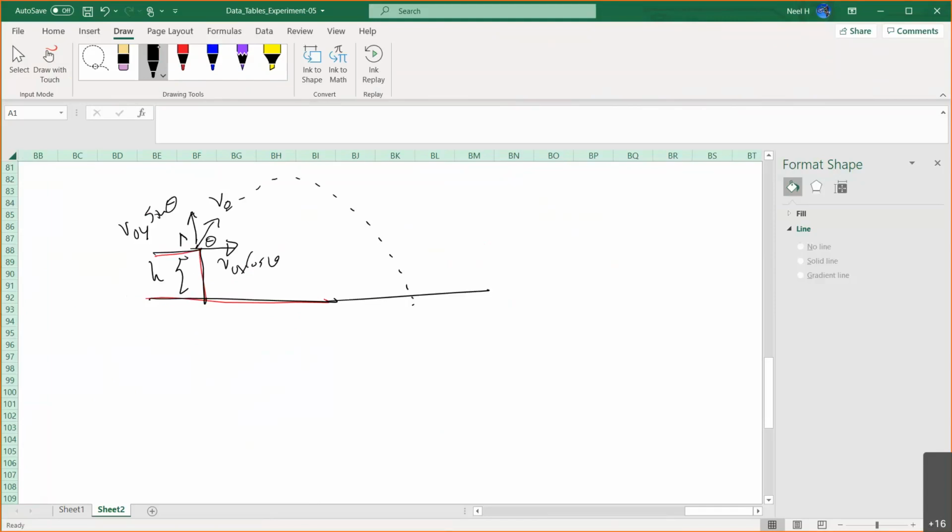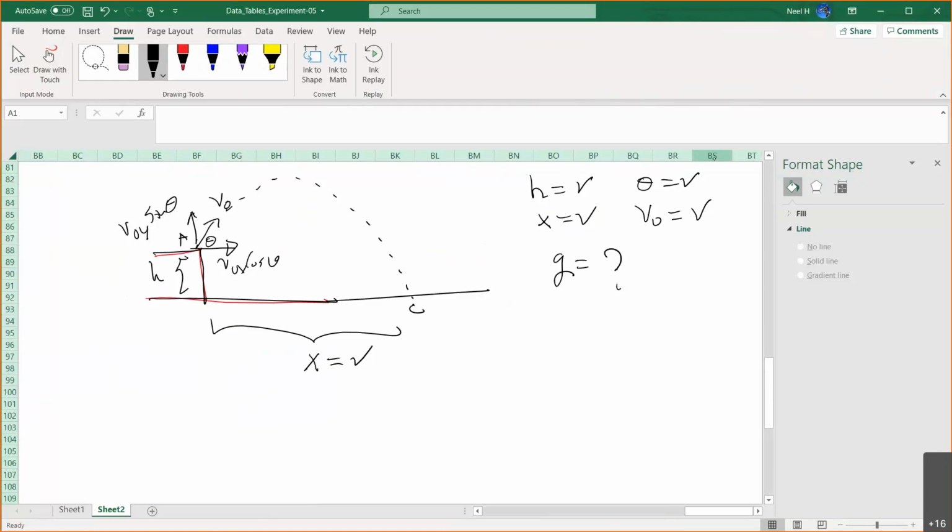Now this is, let's say, point A, this is point C. Experimentally I can measure x, right? So what we're trying to do is, by using experimentally measurable parameters, we can measure h, we can measure x directly, we know theta, it's measurable, and then V0, we already know that's the speed of the projectile launcher, right? So by knowing that information, I want to calculate g again, right? Let's see if I can do that, and if I get g correctly, it means our analysis is correct. So that's the idea.